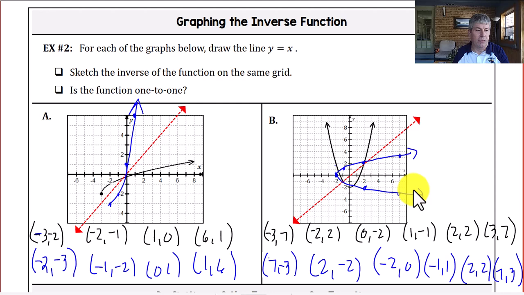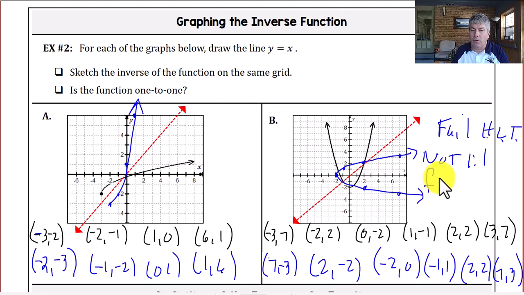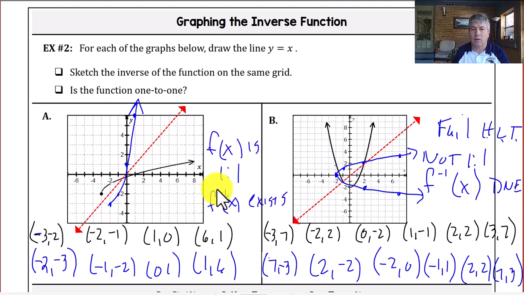This fails the horizontal line test. This is not one-to-one, so the inverse does not exist. So it fails the horizontal line test. It's not one-to-one, so the inverse function of x does not exist. And going back to A, just finishing up our notes there. Here, f of x is one-to-one, and the inverse of that function does exist.